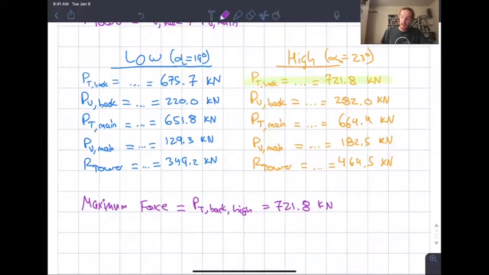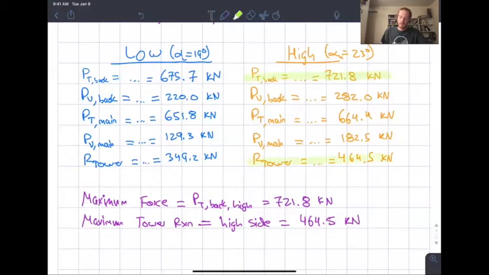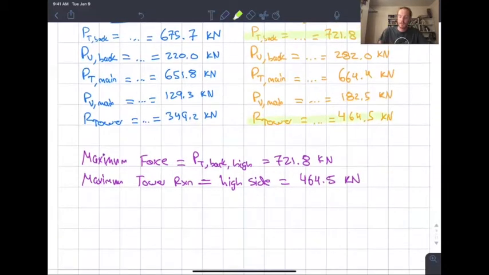And then the maximum tower reaction is equal to the high side, right? And that's equal to 464.5 kilonewtons.